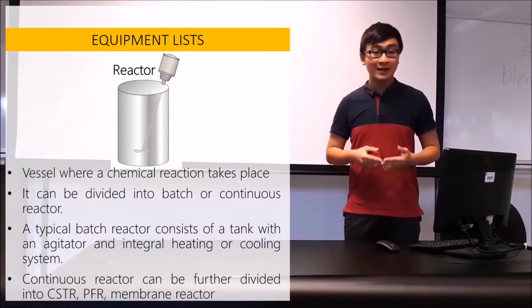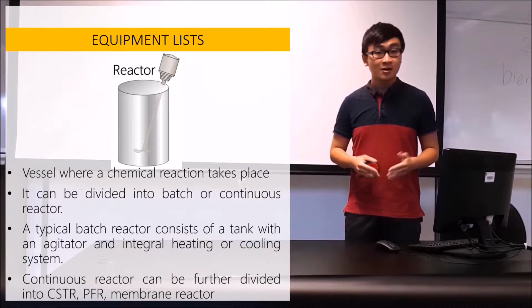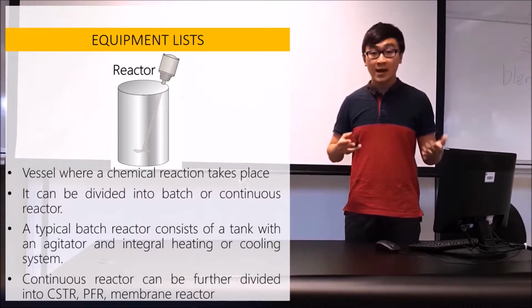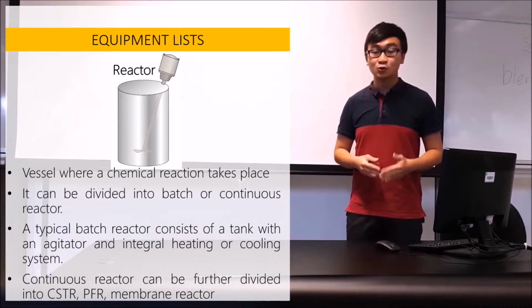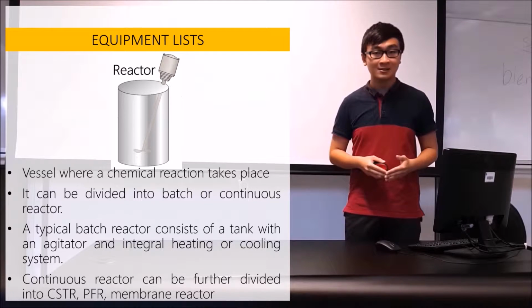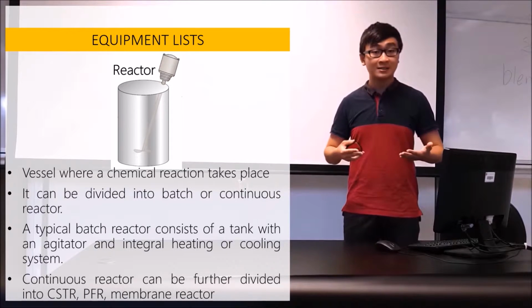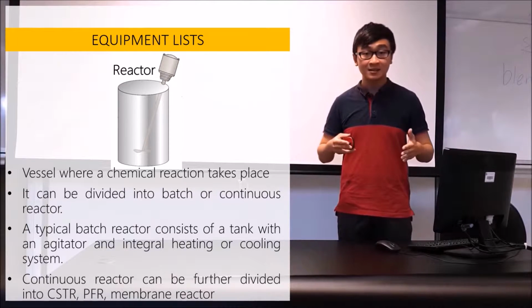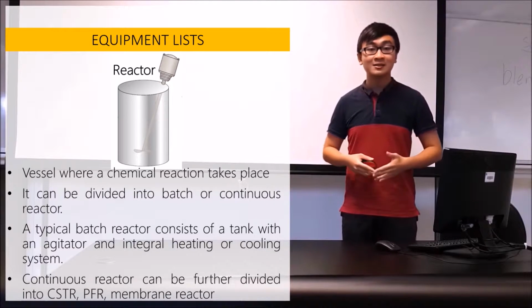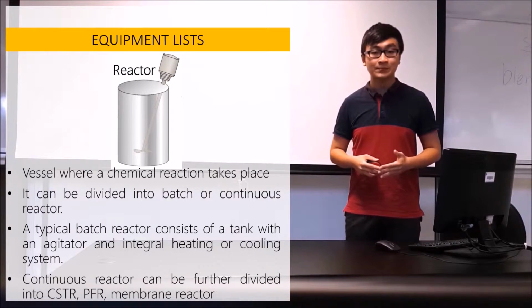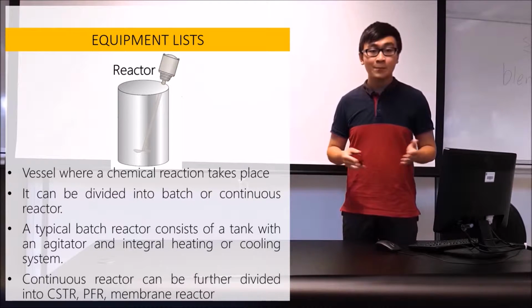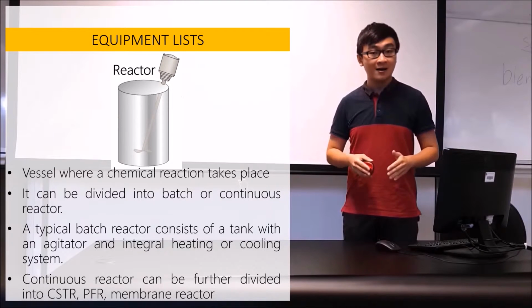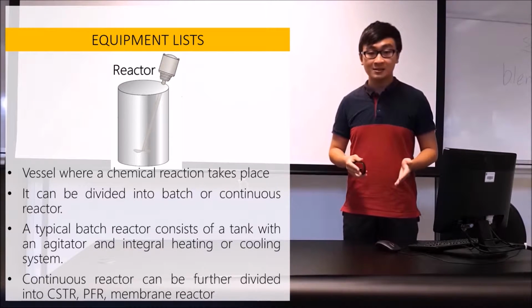Next, we have reactor and crystallizer. Reactor is a vessel where a chemical reaction takes place in an industry. It can be divided into batch or continuous reactor. A typical batch reactor consists of a tank with an agitator and integral heating or cooling system. Continuous reactor can be further divided into continuous stirred tank reactor, CSTR, plug flow reactor, PFR, or membrane reactor, and so on.